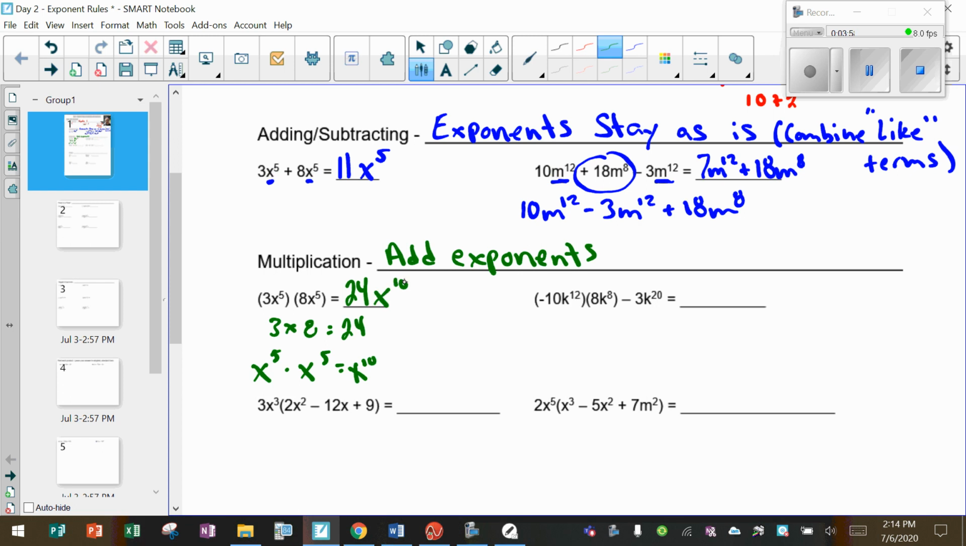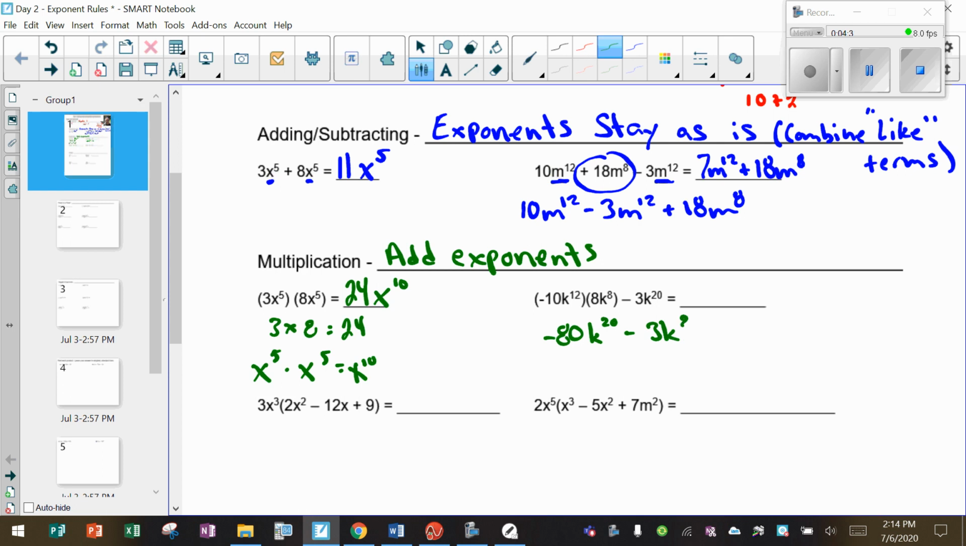All right. If there's a combination of multiplying and adding and subtracting, just follow the rules for each PEMDAS part of your problem. So the multiplication comes first. So you multiply the negative 10k to the 12th times the 8k to the 8th. So we will multiply the coefficients of negative 10 and 8, and then add the exponents on the k. So 12 plus 8 is 20.